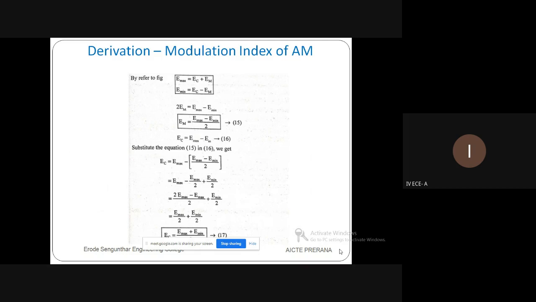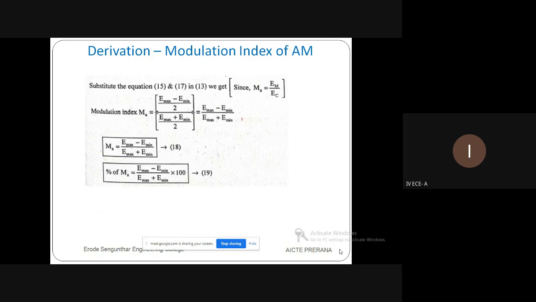By referring to the figure, we can write E max is equal to EC plus EM and E minimum is equal to EC minus EM. When you solve, you can get equations 15 and 16. And after substitution and simplification, we can get the final equation as MA is equal to E max minus E minimum divided by E max plus E minimum.